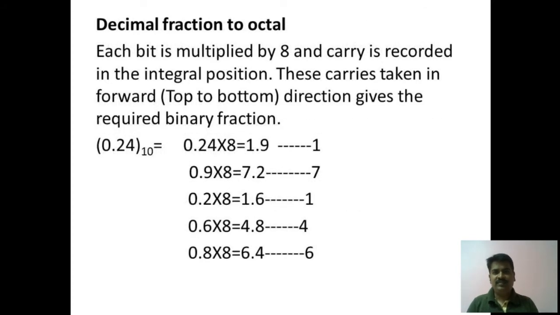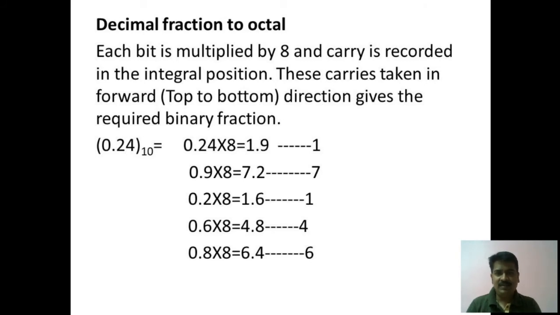Now we look at the conversion of decimal fraction to an octal fraction. Fraction is a different category because we use a different method for converting a decimal fraction to an octal fraction. Again, it's a very simple method. Each fraction is multiplied by 8 and the carry is recorded in the integral position. And these carries are taken in the forward direction, that is from top to bottom, to give the required octal fraction. Exactly how we did conversion of decimal fraction to a binary fraction, exactly the same method we are using here in the octal number system.